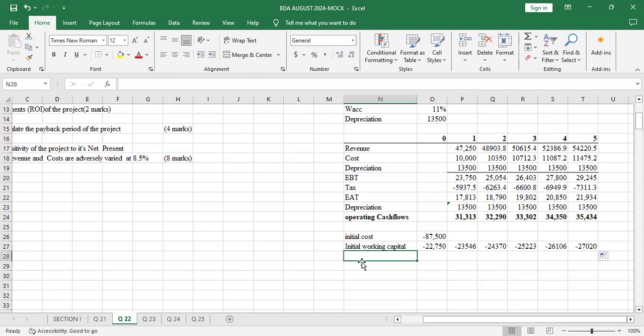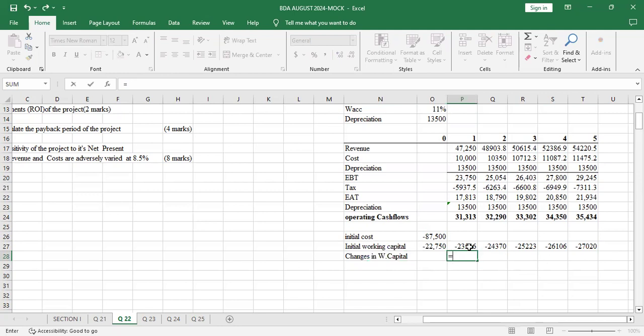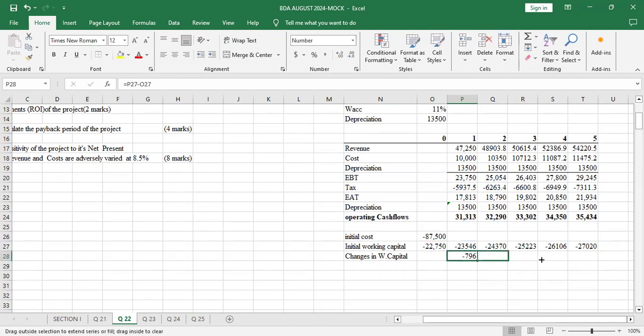So we'll now check for the changes in working capital. So the changes in working capital. So we'll start from here. So I'll pick this and I'll subtract that. Yeah, so the changes, you just drag. From there, just drag, and those other values will appear automatically. Yeah, so the last item here will be the salvage value.